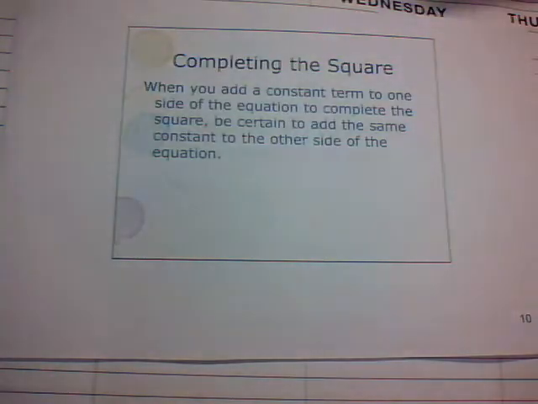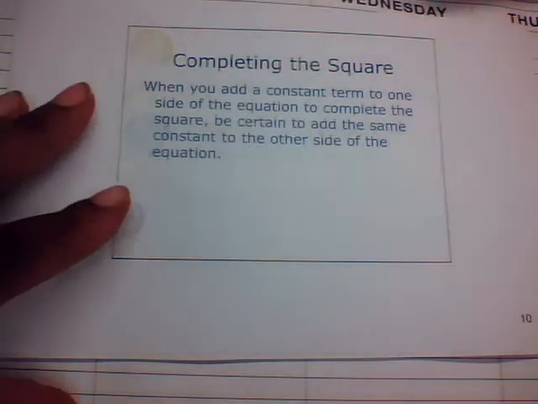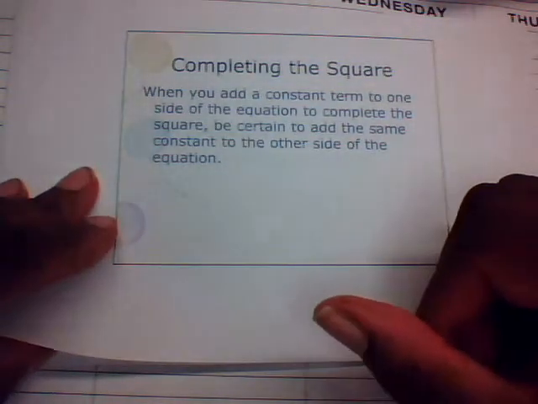Okay, so here's some more information about completing the square. When you add a constant term to one side of the equation to complete the square, be certain to add the same constant on the other side of the equation. Just like when you solve equations, whatever you do on one side of the equation, you must do the same thing on the other side. That also applies when you're completing the square.